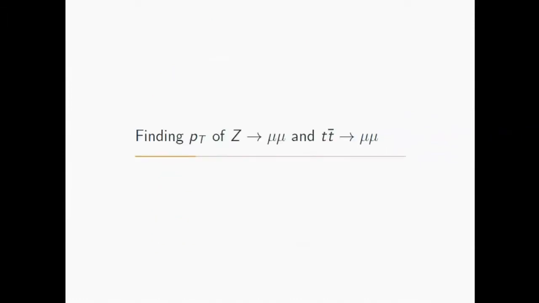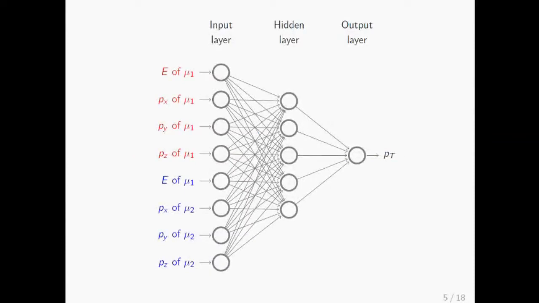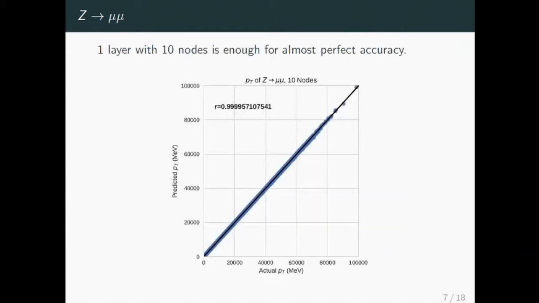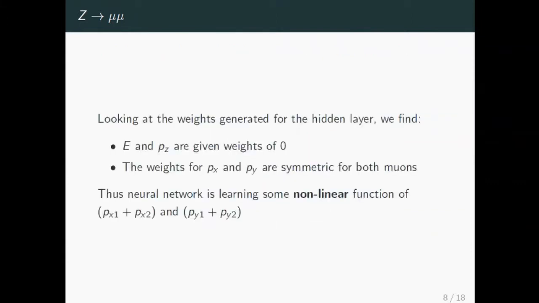So for PT of Z to mu mu, as well as the muon production in t t-bar, as you can see, two four-vectors from the two muons go in with one hidden layer and an output of PT. With the single layer, it trains well. Going from 1 to 10 nodes, the logarithm of the cost decreases well. In fact, with one layer of 10 nodes with rectified linear units, we get almost perfect accuracy in predicting PT. That's 0.99995.